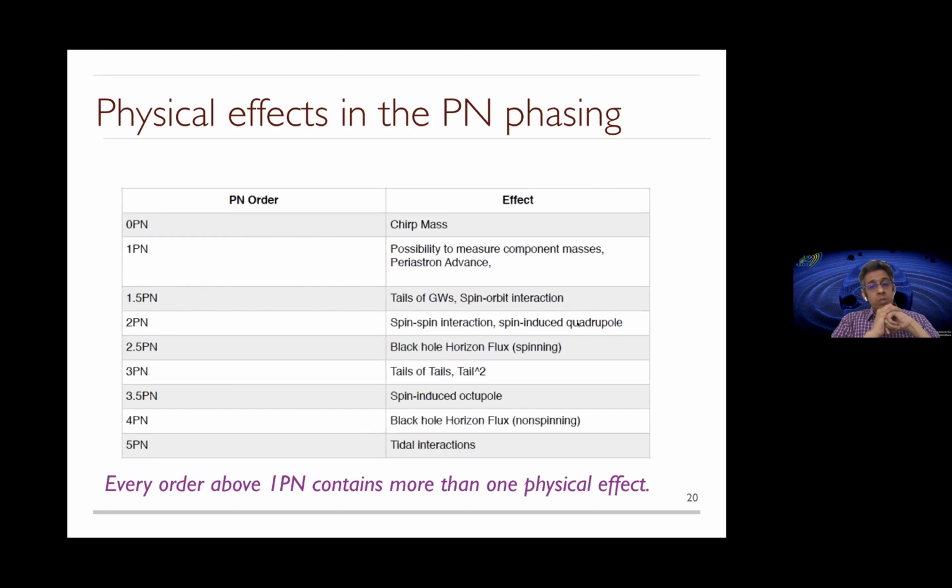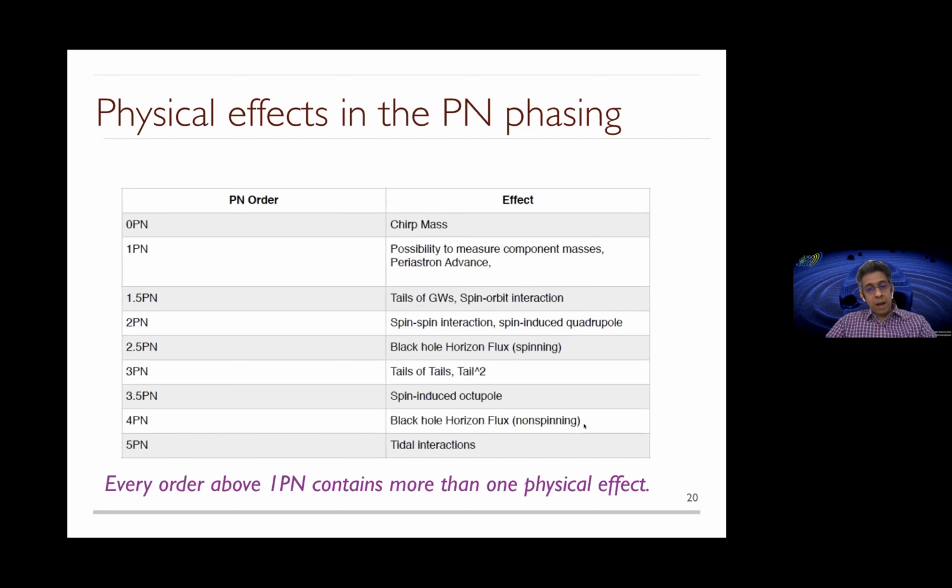At 2 PN, you start seeing spin-spin interaction. These are the first PN orders at which these effects appear. And as you go higher, 3 PN has tails of tails, which are again tails being scattered by the background curvature, and so on, and tail squared. So there are various types of interactions which happen as you iterate Einstein's equation to get the post-Newtonian flux and the phasing and so on. And all these effects happen at different PN orders.